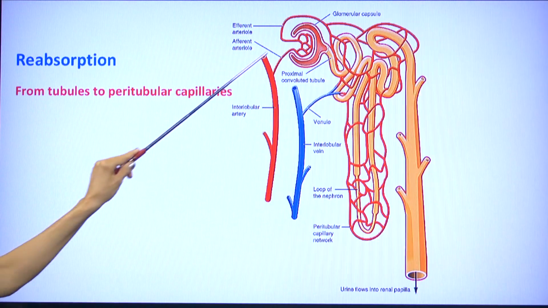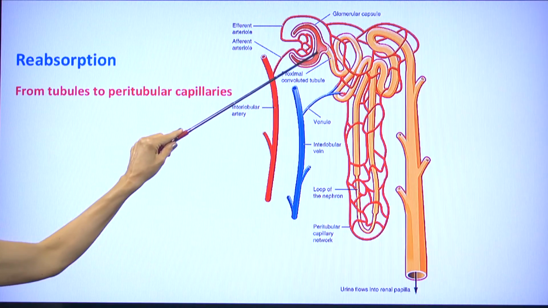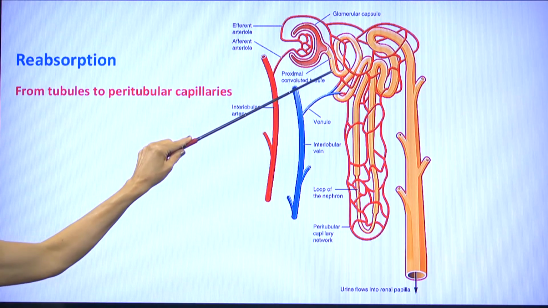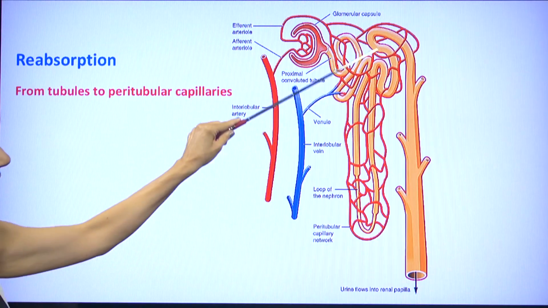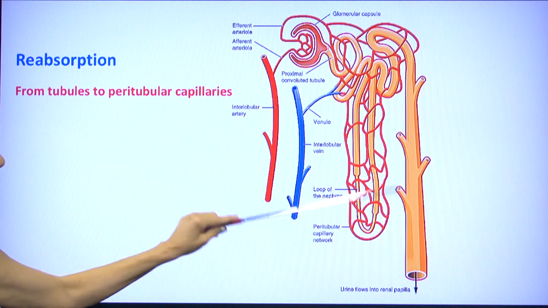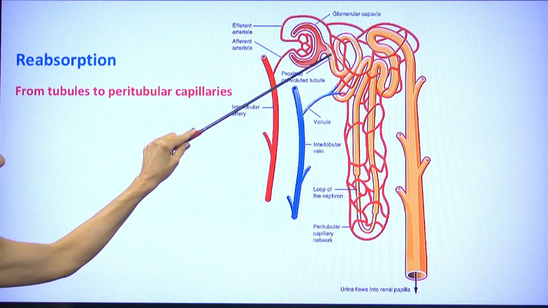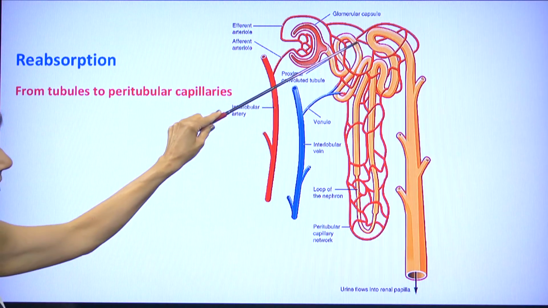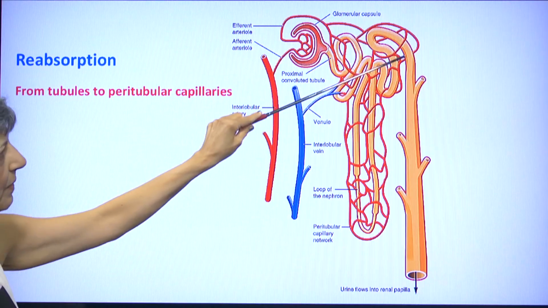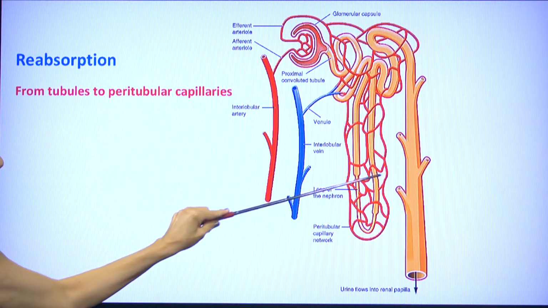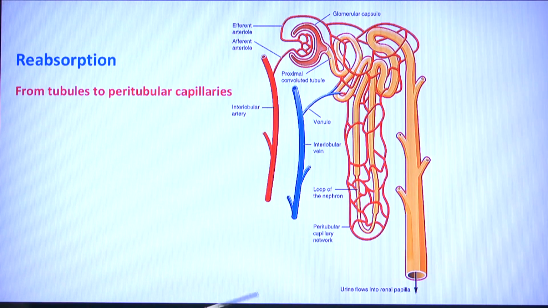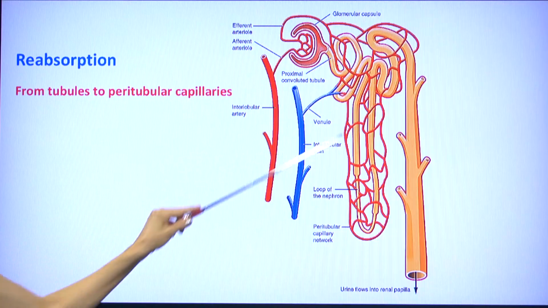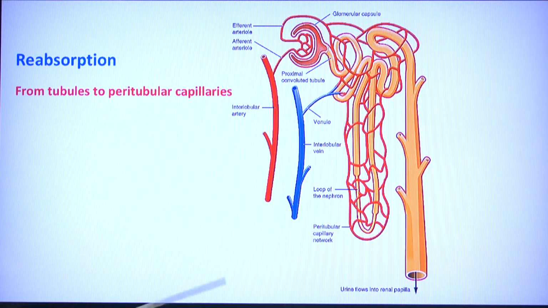Let's look. Substances have been filtered here. They will reach the tubules: the proximal convoluted tubule, loop of Henle, distal convoluted tubule, and the collecting duct. In reabsorption, I am pulling substances back to the blood. These blood capillaries surrounding the tubules are my peritubular capillaries. We're going to look at each section and concentrate on a few substances that are being absorbed.